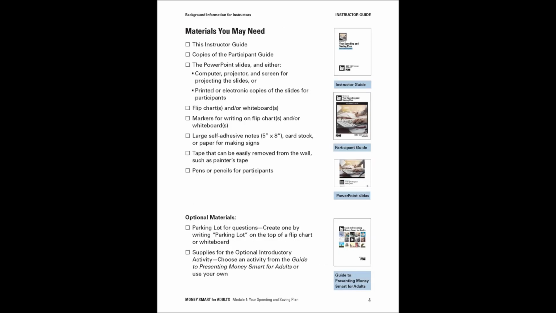The materials you may need, as in other modules, is a checklist of all that you're going to need to deliver the training, including the instructor guide, participant guide, PowerPoint slides. Now, regarding the participant guide, if it's a challenge for you to give copies to everyone in your training, please refer them to the online version or some other solutions that may be appropriate. Optional materials such as the parking lot for questions and supplies for any optional introductory activity that you may be doing should be on hand.